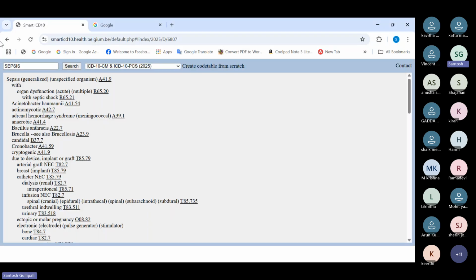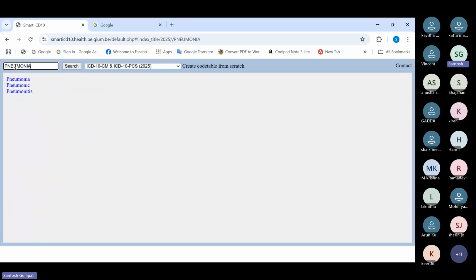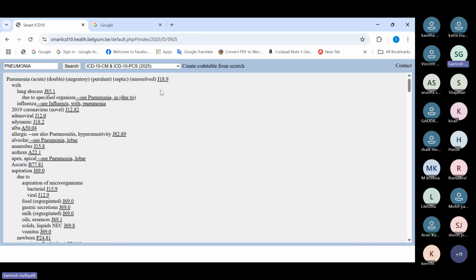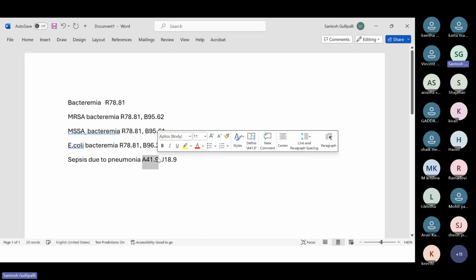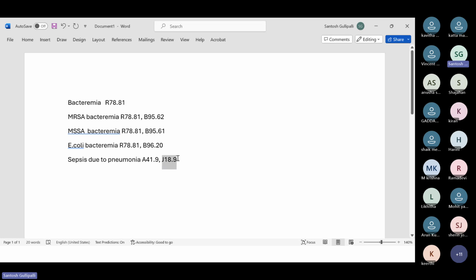I will show you how to look up the diagnosis code for pneumonia. The code is J18.9. So for sepsis due to pneumonia, you give sepsis as the principal diagnosis and pneumonia as the secondary diagnosis. Why is pneumonia the secondary diagnosis? Because sepsis is due to a localized infection, so you give sepsis as principal and the localized infection as secondary.